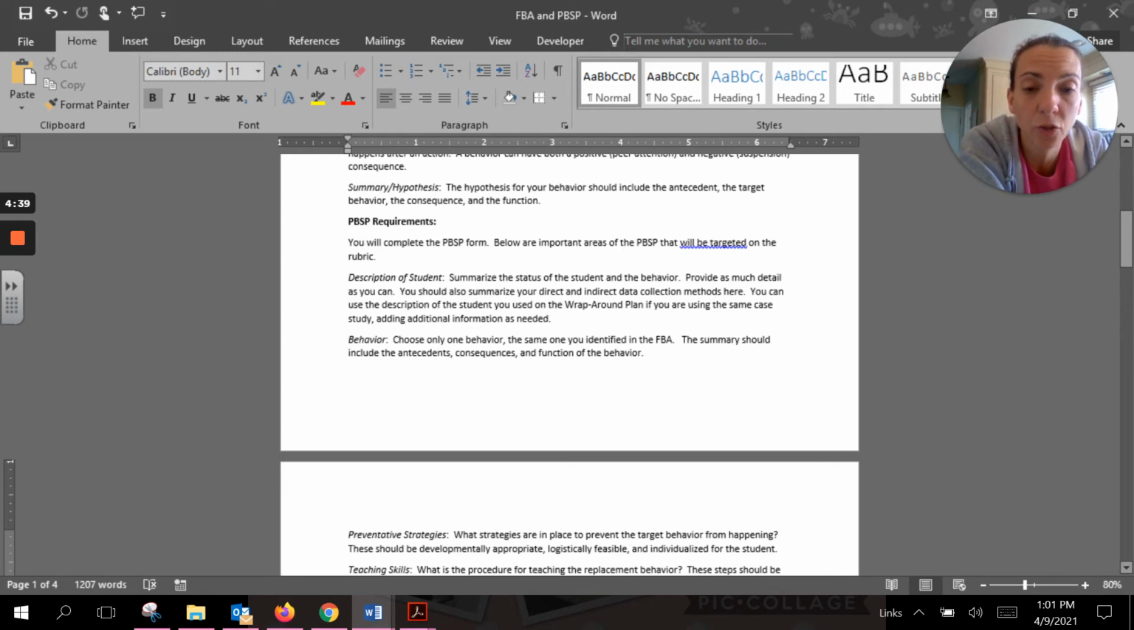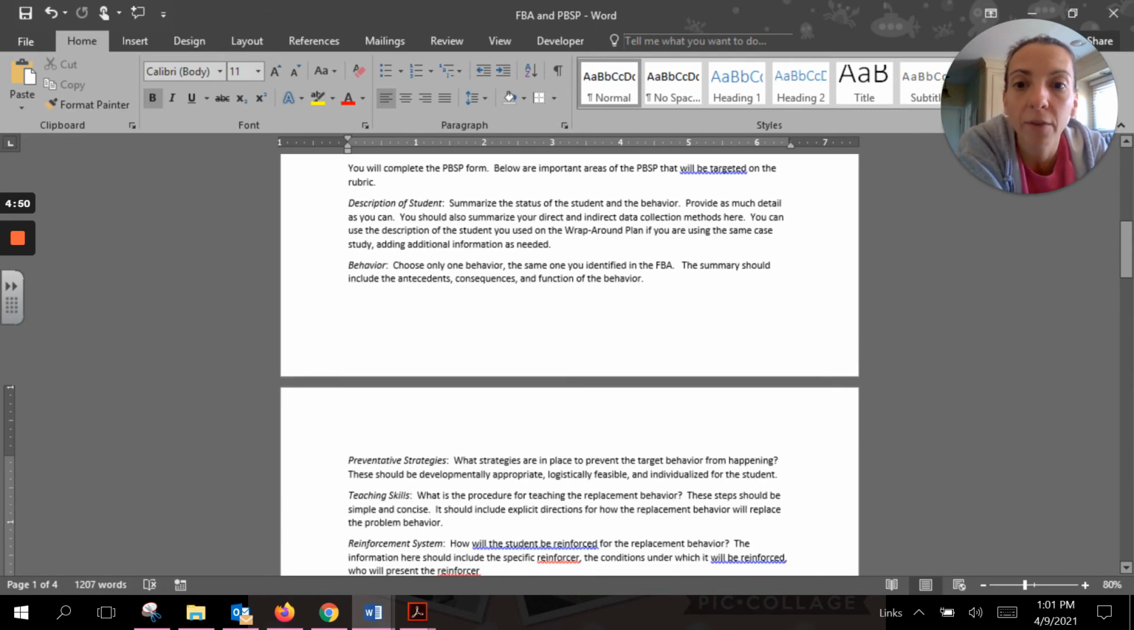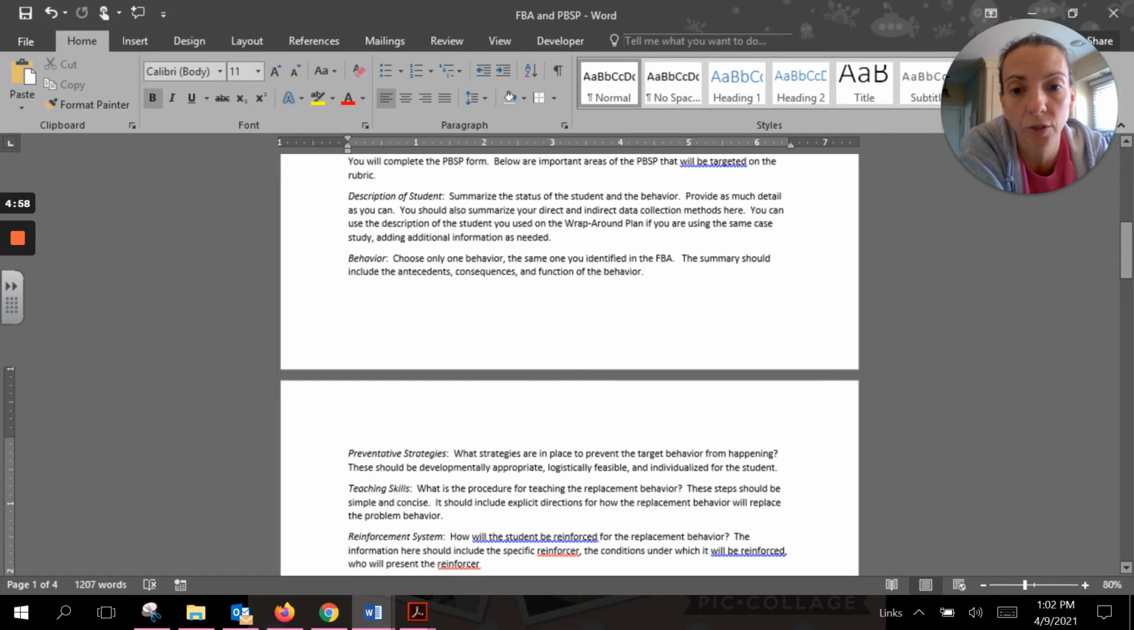If you have chosen to use the same student that you used for your wraparound plan, you can use the same summary and then just add information as needed. No point in redoing the work twice. The behavior, again, you're going to choose only one behavior, the same one that's identified in the FBA. The summary should include the antecedent, the consequence, and the function.